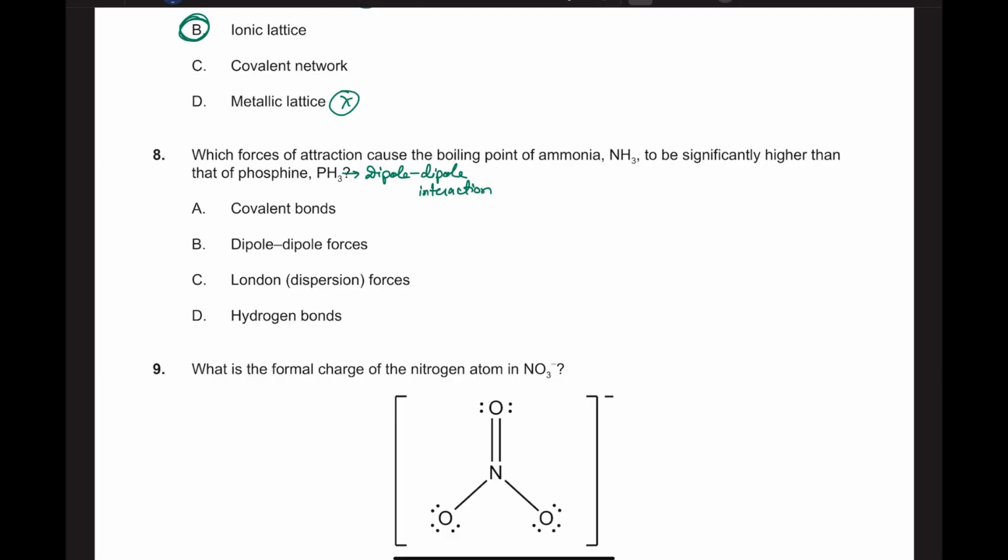But in NH3, as hydrogen is directly bonded to nitrogen, this hydrogen can show hydrogen bonding. And hydrogen bonding is much stronger as compared to dipole-dipole interaction. So as ammonia has a stronger intermolecular force compared to phosphine, it will have a higher boiling point. And our intermolecular force is hydrogen bonds.